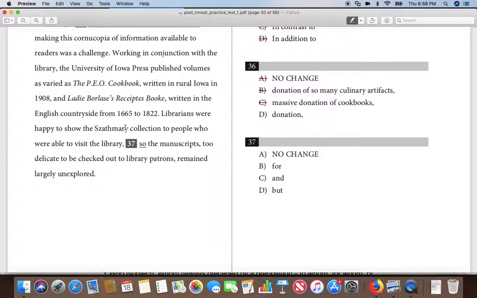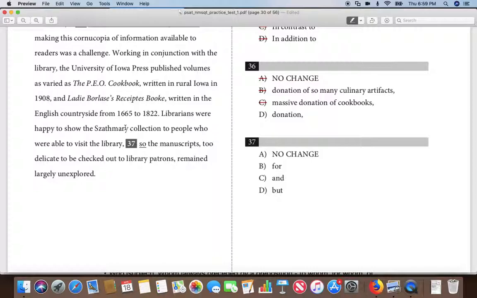What's the relationship between those two ideas? Similarity, contrast, cause and effect, or providing an example? I don't know. That's an honest answer, and I appreciate it. What do you guys think? Blaze, Ava, any thoughts? I think it would be D, because it's kind of a contrast. What's the contrast? I agree with you. It's basically saying that they weren't able to visit this part of the library, the manuscripts. Librarians were happy to show the collection to people who were able to visit the library, but the manuscripts, too delicate to be checked out to library patrons, remain largely unexplored. Yeah, it kind of sounds correct if you read it in that context. So the contrast, right?